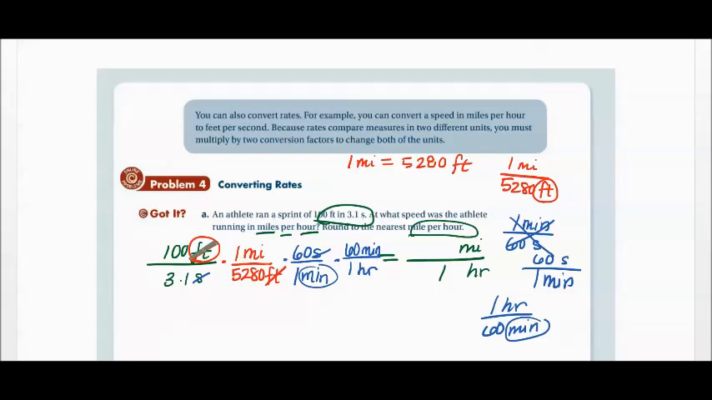So the feet, we saw cancel. The minutes are going to cancel. The seconds are going to cancel. And the units that you have left are going to be the ones that you want to be left. Specifically, miles and hours. And then from here, we just have some numbers that we have to deal with. 100 times 60 times 60 divided by 3.1 times 5,280. Okay, so let's do that.